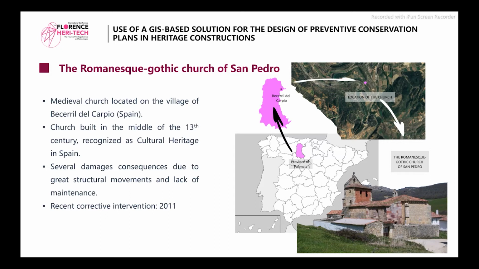This Romanesque Gothic building was recognized as part of the cultural heritage of the country, and it suffered from several damages on its roof as well as from a settlement on its northern facade, due to structural movements and a modification in the properties of the soil on which it stands. Because of the cracks and deformations shown as consequences, the whole complex had to be reinforced in 2011.